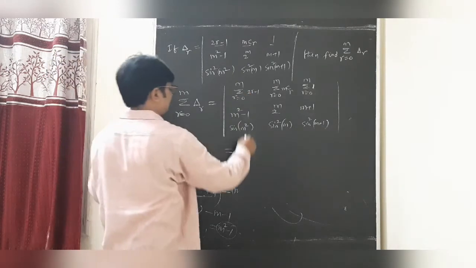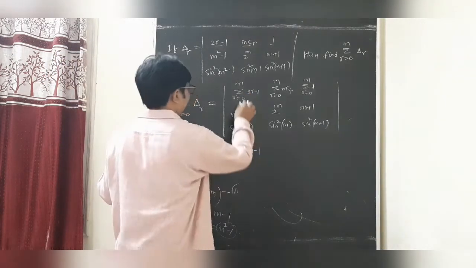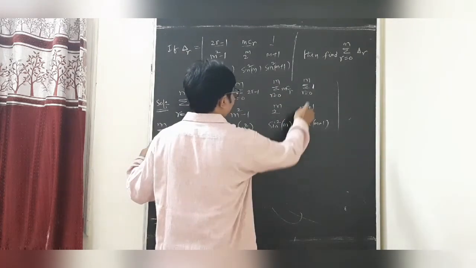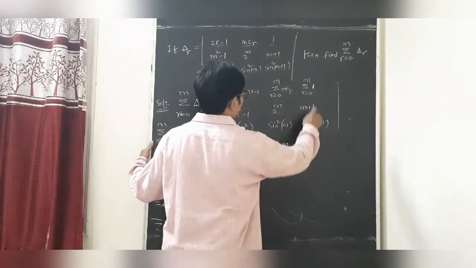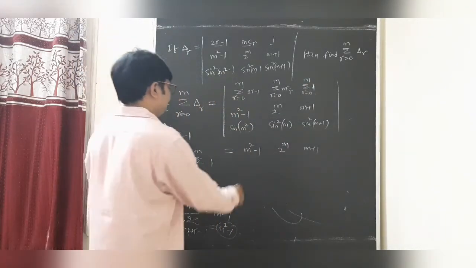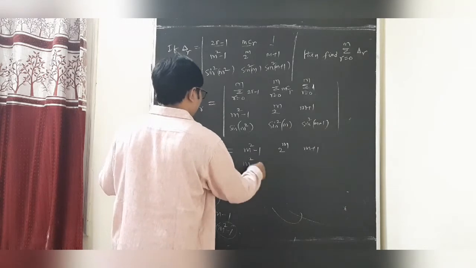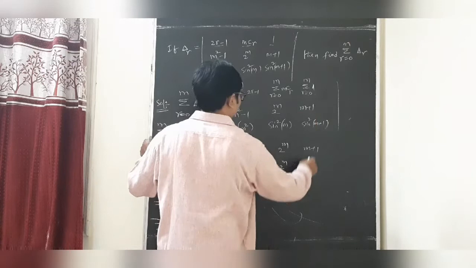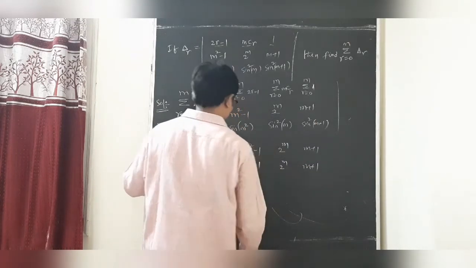So dear students, this is m square minus 1. This is m square minus 1. This is 2 power m. This is 1 plus 1 plus 1, how many times? m plus 1 times. So students, this is m square minus 1. This is 2 power m. This is what? m plus 1.